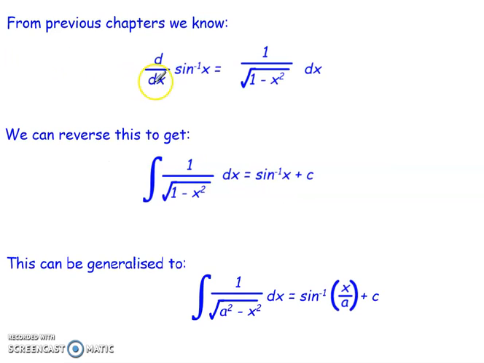Now from the previous chapter, what we know is that d by dx, the derivative of sine minus 1 x, is equal to 1 over the square root of 1 minus x squared dx. Now what we can do is reverse this. So if we take the integral of 1 over square root of 1 minus x squared dx, we're able to say that that's equal to sine minus 1 of x plus c.